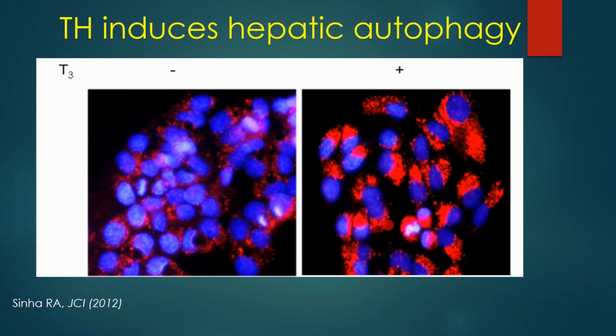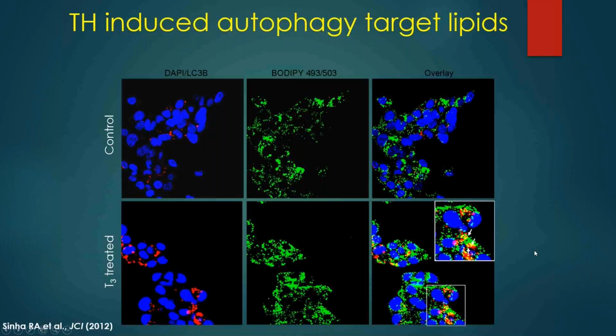So definitely what you can see here is that T3 is inducing autophagosome formation in the cells. Now the next question was, is the autophagy induced by T3 eating up lipids? How do we do that? We stain cells with a lipid probe, a dye known as BODIPY. This dye stains the triglycerides or the neutral lipids. And then you use an antibody against LC3 to see whether these two stains overlap.